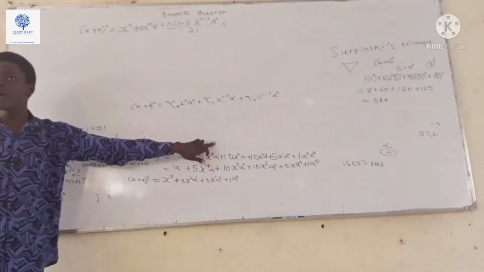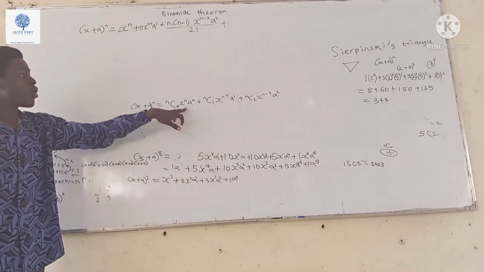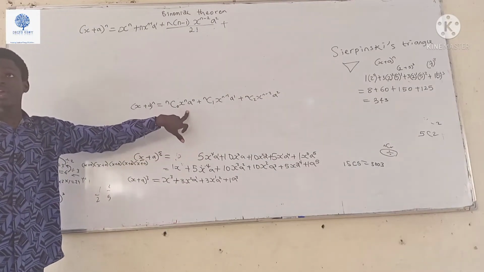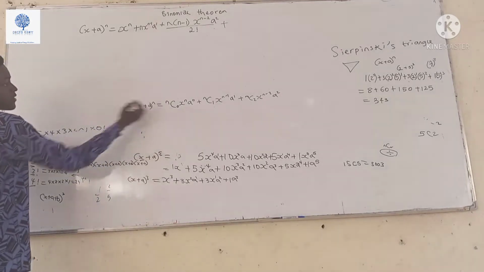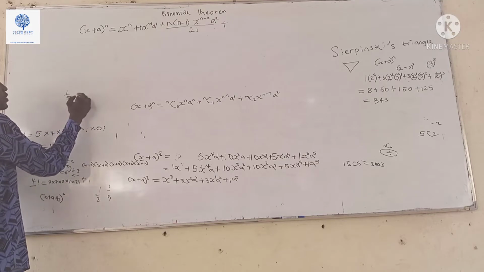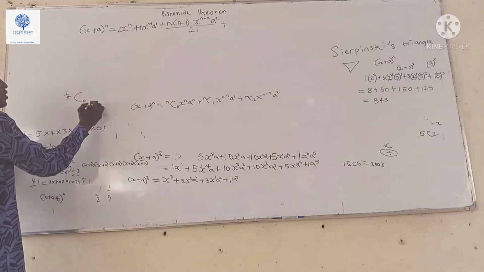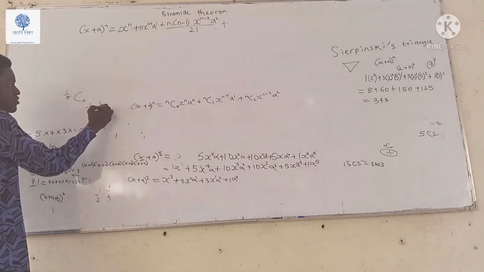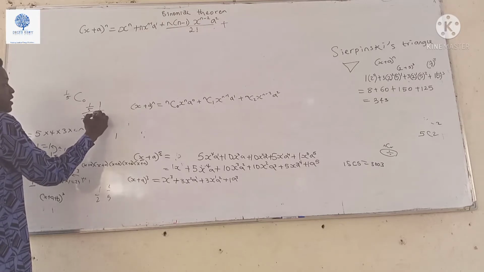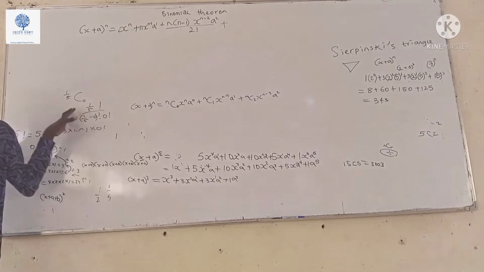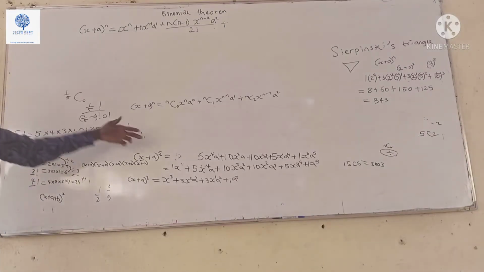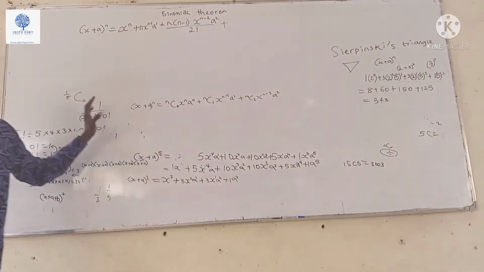But when you have your power as a fraction, if you want to find the combination of a fraction, let's say our power is the fraction 1 over 5. So 1 over 5 combination 0: 1 over 5 factorial over 1 over 5 minus 0 factorial times 0 factorial. This doesn't make sense. In math, this is rubbish, because you can't just find the combination of a fraction just like that.